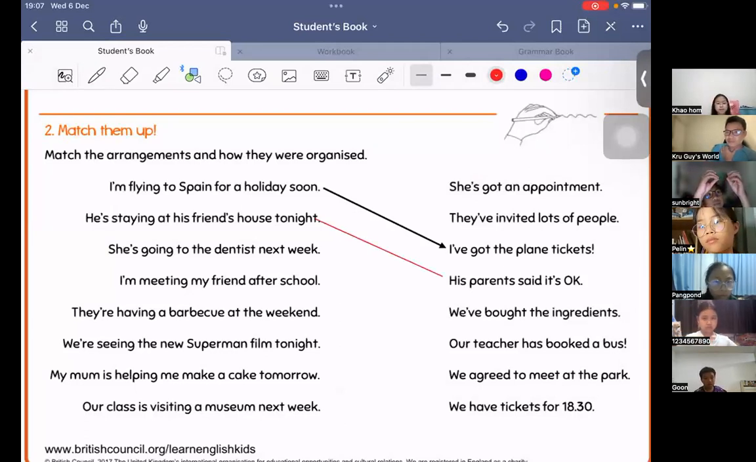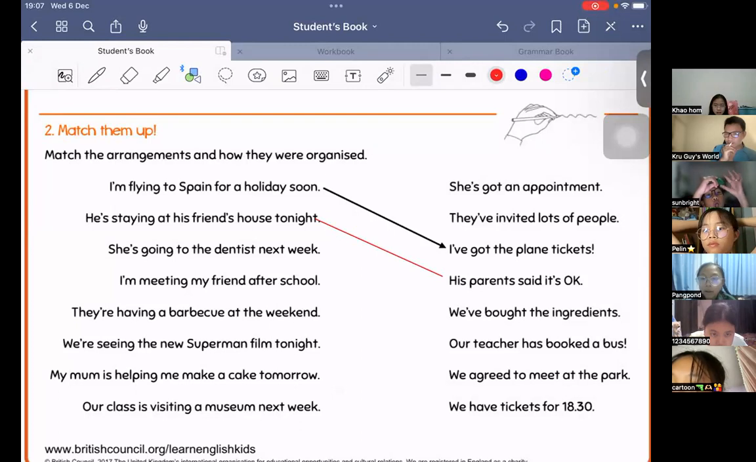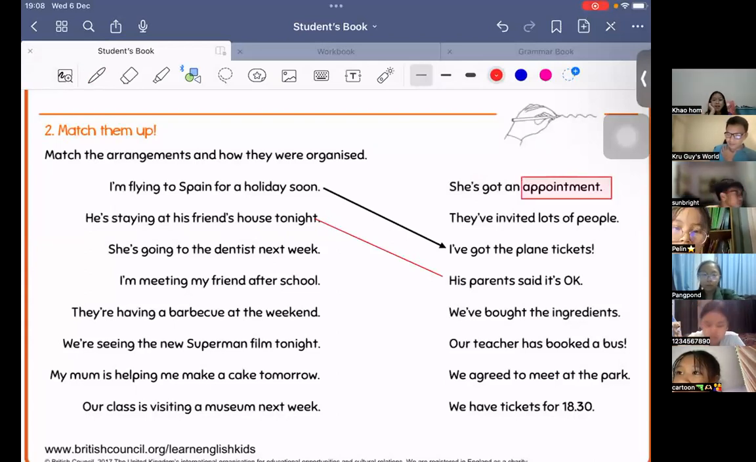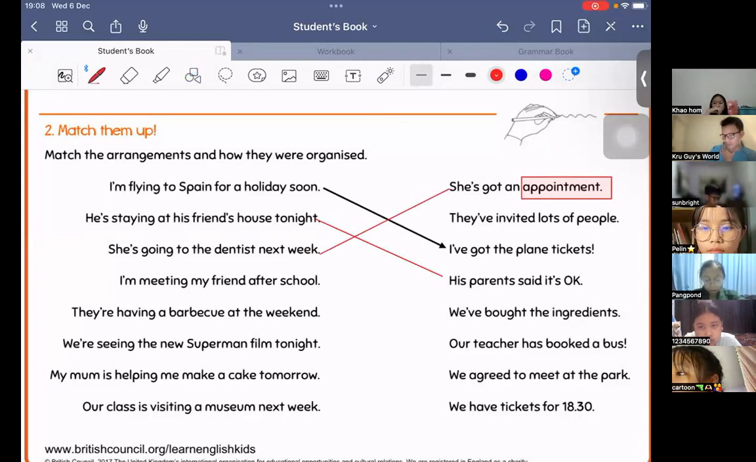Next one. Somebody, I think you forgot to mute yourself. Next one, look at the next one. She's going to the dentist next week. Okay. So what is the best answer? She's got an appointment. Appointment. She's got an appointment, like, I'm going to see a doctor at 10 a.m. in the morning on Friday, something like that. So we call it appointment. Oh, sorry, appointment.